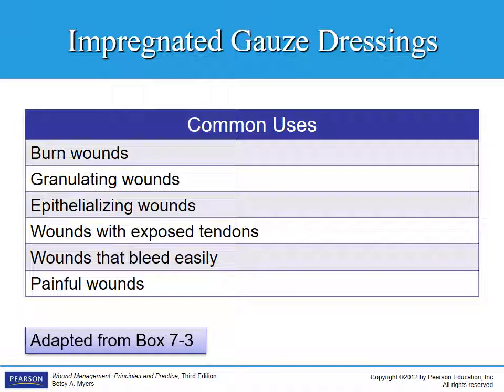So, I said earlier, common uses are burns, granulating wounds, epithelializing wounds, wounds where you have exposed tendons. You guys remember really early on I talked about tendons are really hard to keep moist. So you would use some kind of impregnated gauze over an exposed tendon. Wounds that bleed easily. Why? Because you don't want to use a dry gauze dressing over something that bleeds easily, because as soon as you rip it off, you're going to cause it to bleed again. So you use something that's impregnated so that it'd be non-adherent to the wound bed. And then painful wounds. Something that's not adherent is going to be less painful on a wound bed.